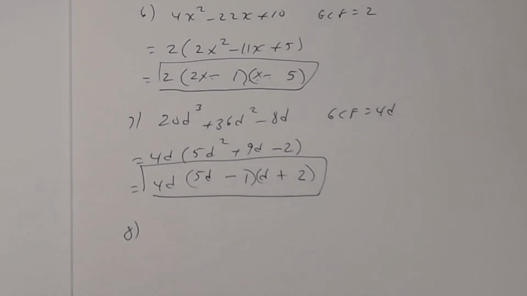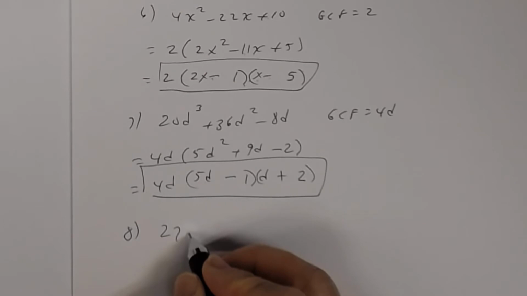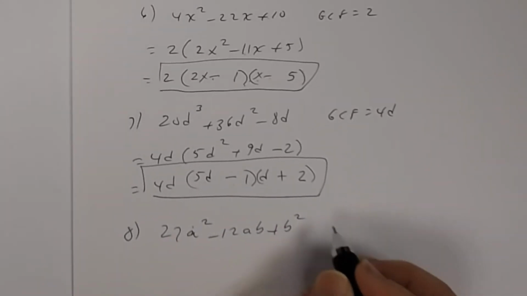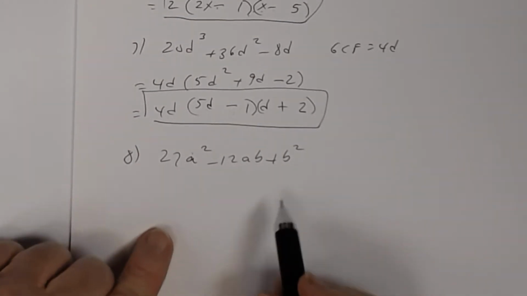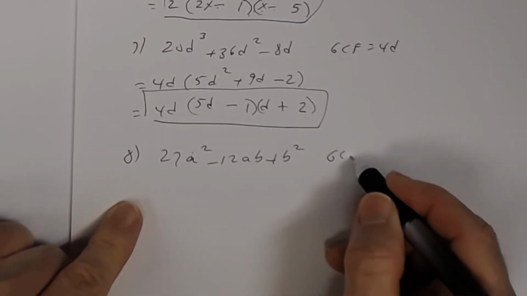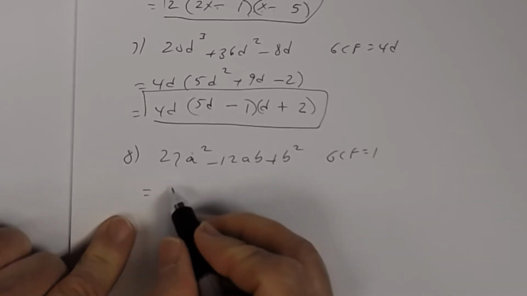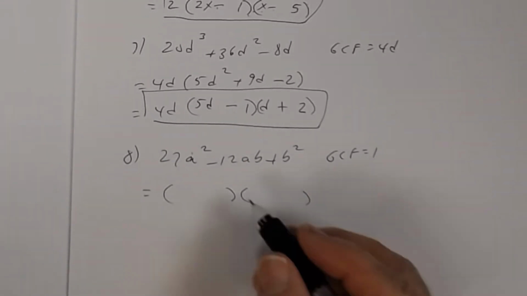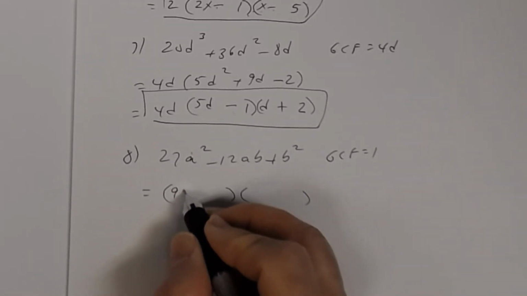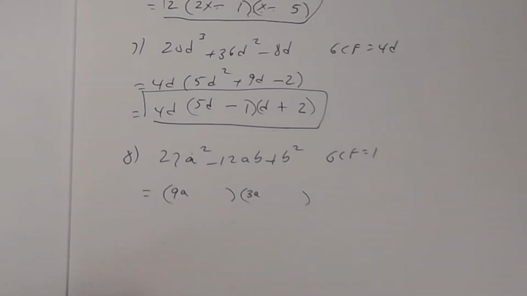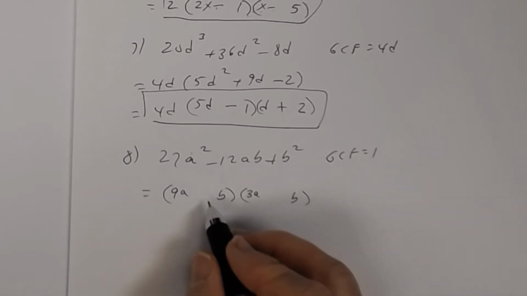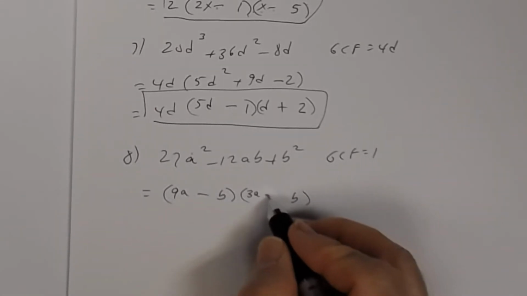Okay, number 8. Number 8, we have 27a squared minus 12ab plus b squared. All right, so notice the two variables, and the GCF is 1 here. So the GCF is 1. So we go directly to the two binomials. And for 27, let's try 9 and 3. So 9a, 3a. And there's only one possibility for b, and that's b and b, right? The last sign's positive, so that means these signs in here are the same. They're both negative.